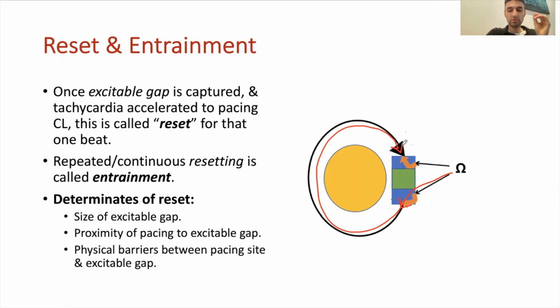What determines how easy it is to reset a specific tachycardia is the size of the excitable gap. The larger the size of the excitable gap, the easier it is to penetrate the circuit and then reset the circuit. Then there is the proximity of the pacing site to the excitable gap. If you are close to the excitable gap, it is obviously easier to excite that zone of tissue. And if there are any barriers between your pacing site and the excitable gap, then it's more difficult to penetrate the circuit.